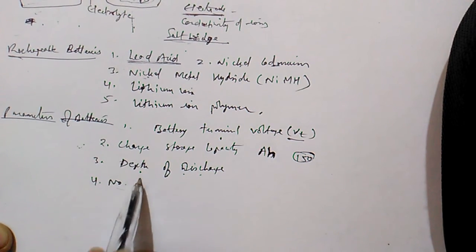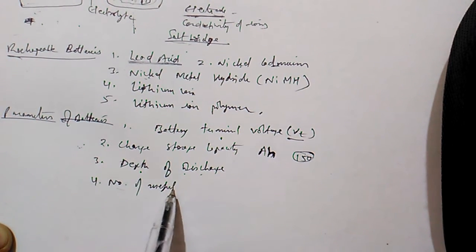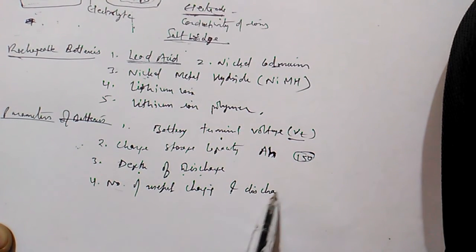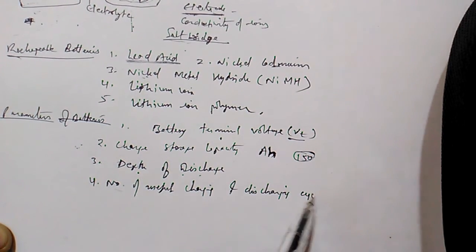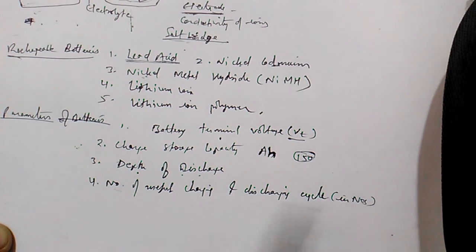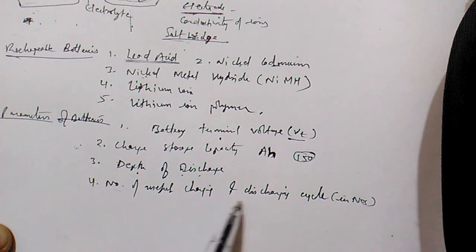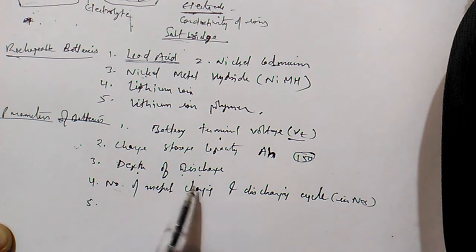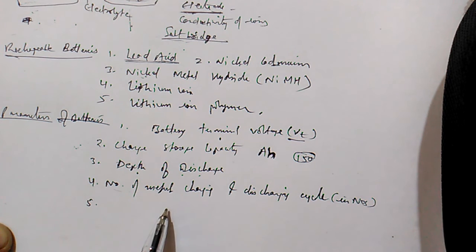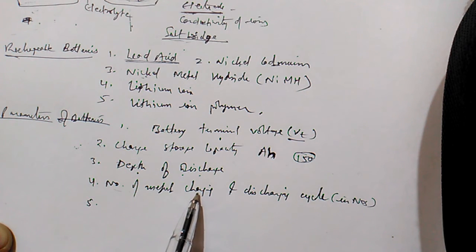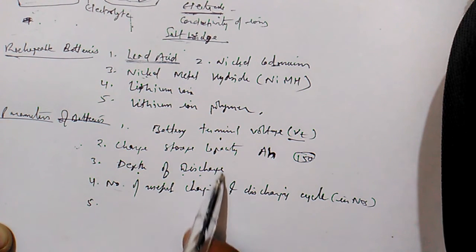Number of useful charging and discharging cycles, in numbers, like 1200, 1300 charging and discharging cycles. This means the battery will be charged and discharged that many times. A cycle is one time charge and discharge.